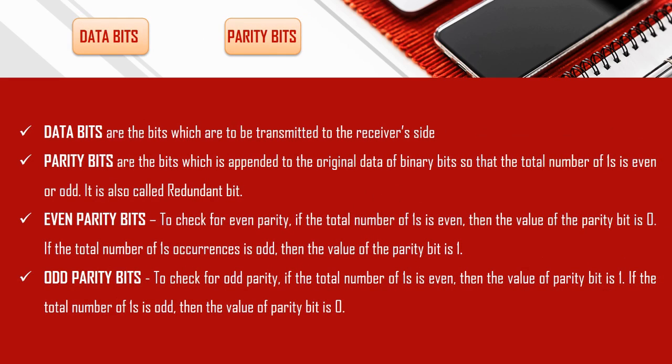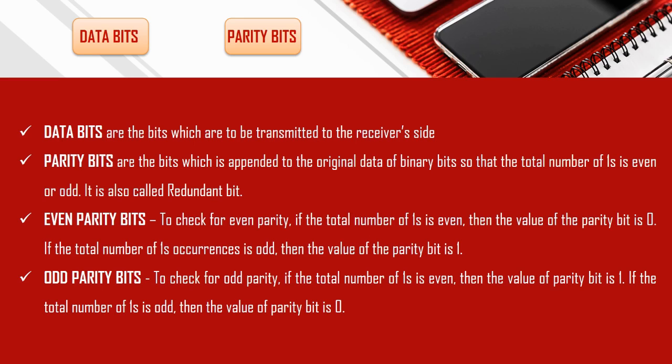So first, data bits are the bits which are to be transmitted to the receiver side. And what are parity bits? Parity bits are the bits which are appended to the original data of binary bits so that the total number of ones is even or odd. It is also called a redundant bit.